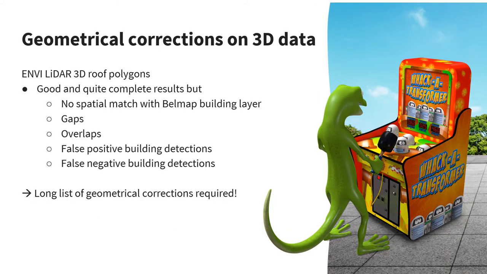Next step is the extraction of the 3D rooftop polygons from the tiled point cloud data. I will not go into detail over this step as this has nothing to do with FME, but after some investigation, we concluded that the NV LiDAR tool gave the best results in terms of completeness and accuracy. However, the outputs of this tool have several shortcomings. There is no spatial match with our Belmap building footprints layer. There are gaps and overlaps, and some false positive and false negative rooftop polygons are present.